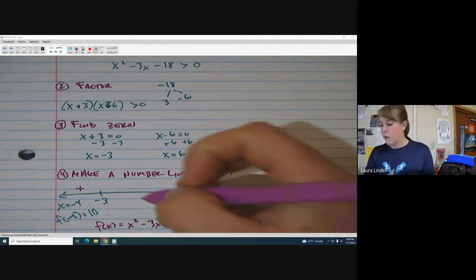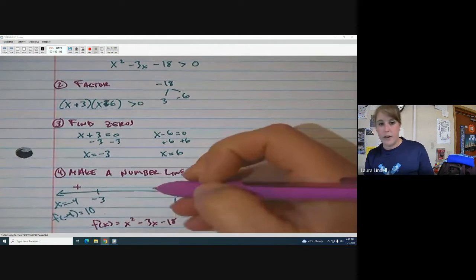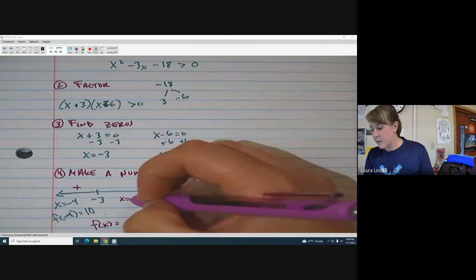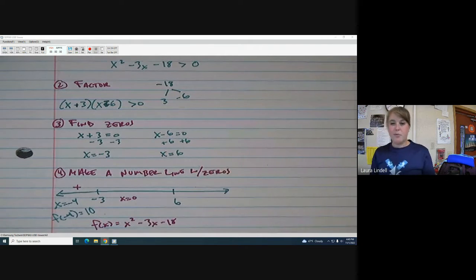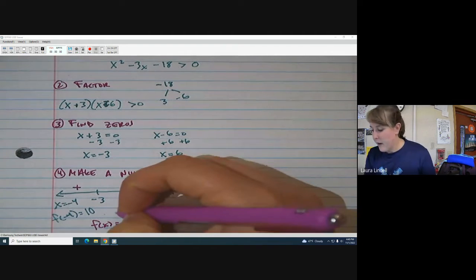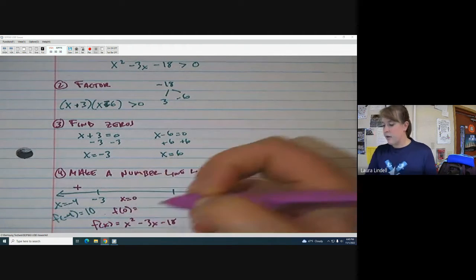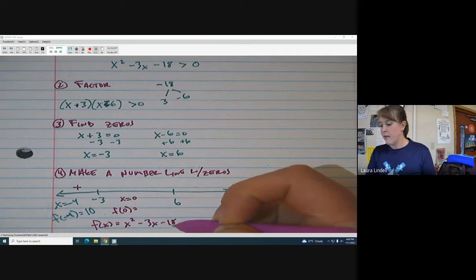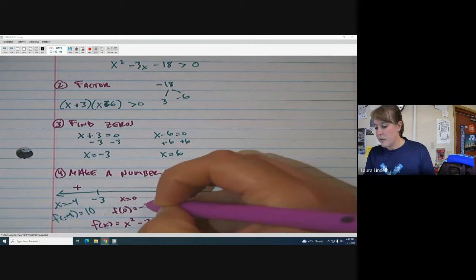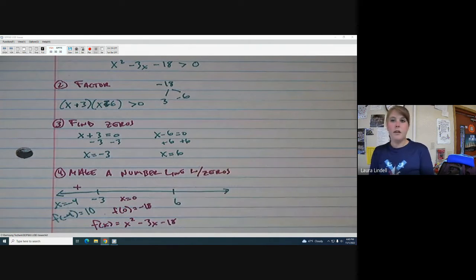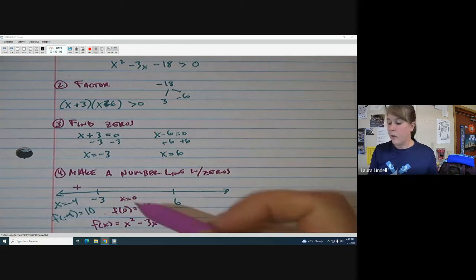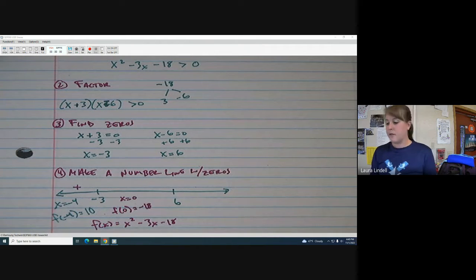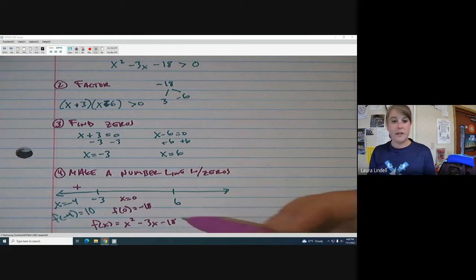So now we're going to try something in between -3 and +6. I'm going to try x equals 0, because whenever you can plug in 0, that's an easy one to do. So we'll find f of 0. And if I put 0 in for x in both of these places, we get 0 minus 0 minus 18, which is just -18, which tells us that when we substitute values for x that are between -3 and 6, we get negative numbers.